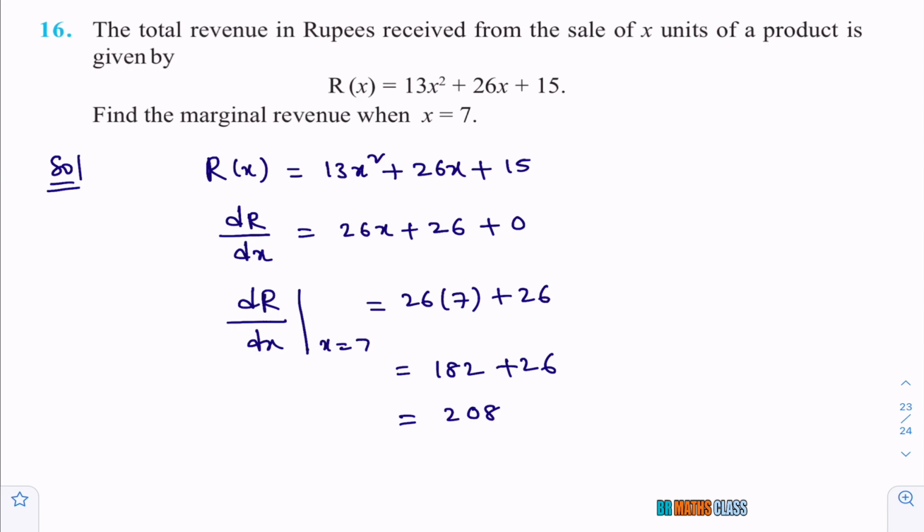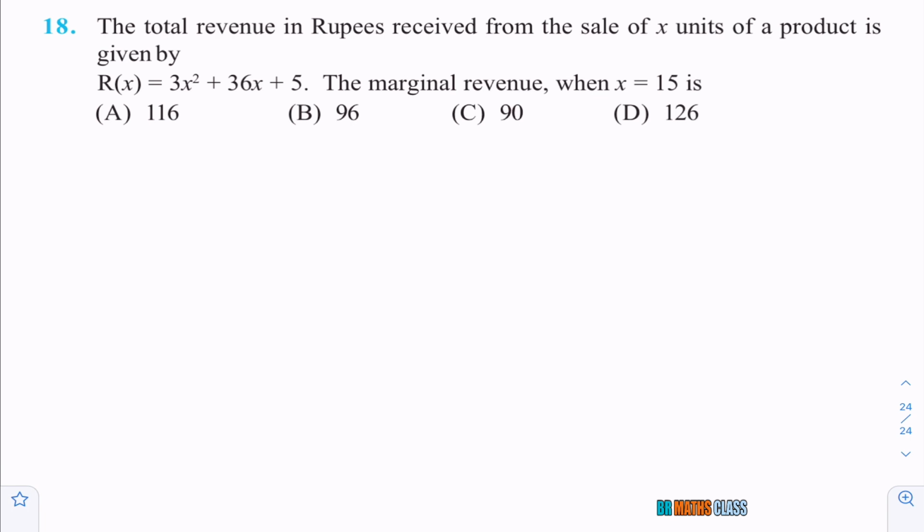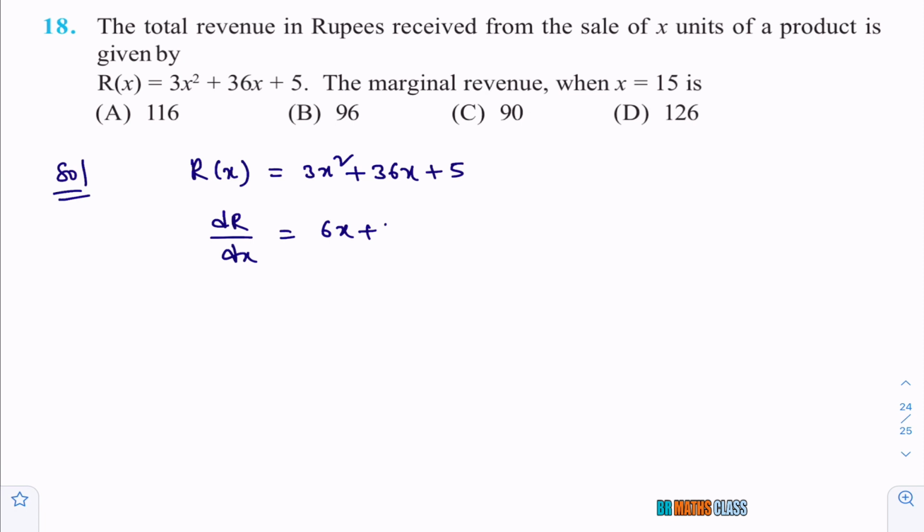When total revenue is given, calculating marginal revenue is very easy. Observe this question. In this question also, the total revenue in rupees received from the sale of x units is given, and they are asking to calculate marginal revenue. The formula is dr by dx. First I'll write the given data. R of x is 3x square plus 36x plus 5. Now I'll differentiate this with respect to x. dr by dx is 6x plus 36.